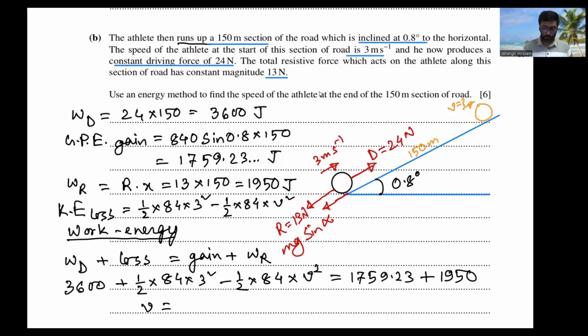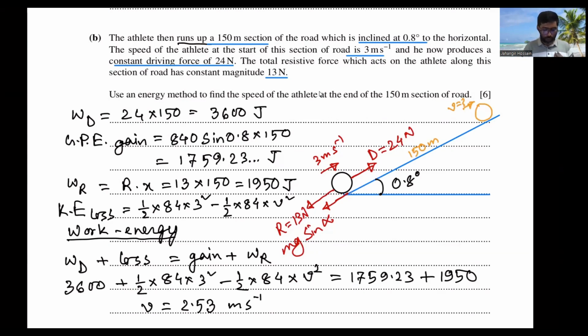We'll calculate V. This will be 1759.234 plus 1950 minus 3600, then 42 into 9 minus that, divided by 42. The root of that will be 2.5 meter per second. That's the speed at the end of the section of this road. That's part B.